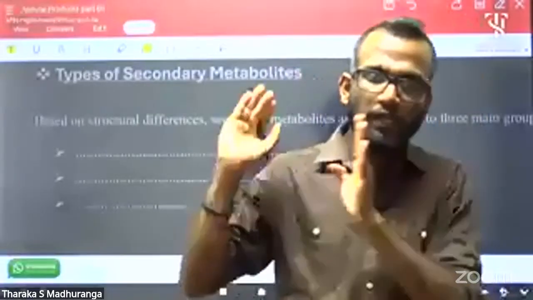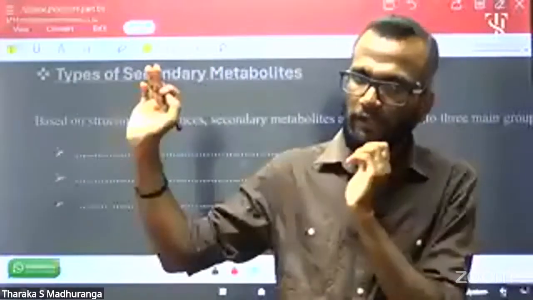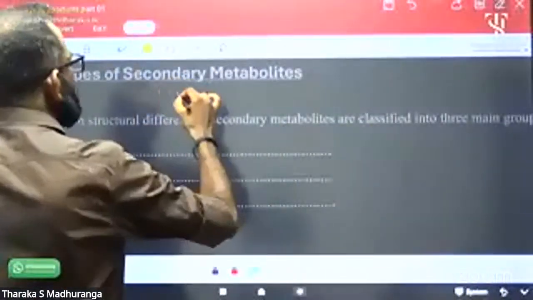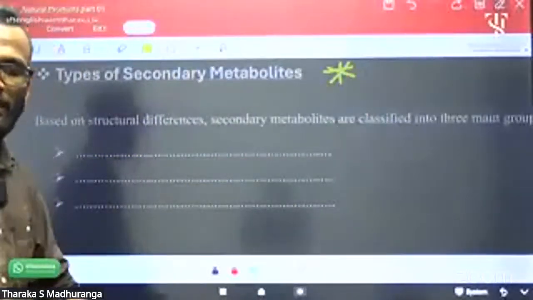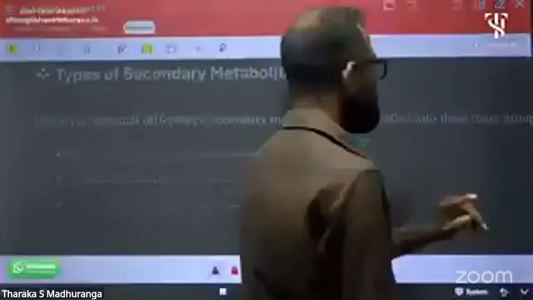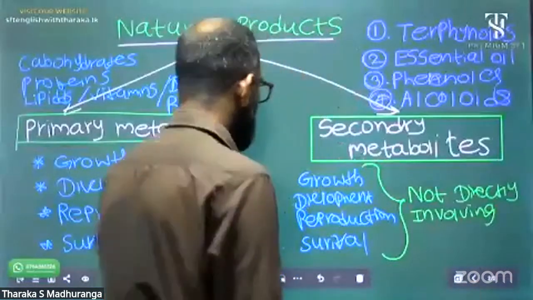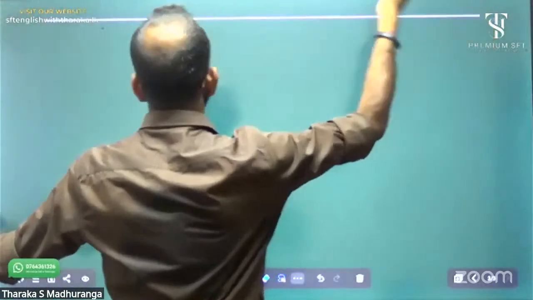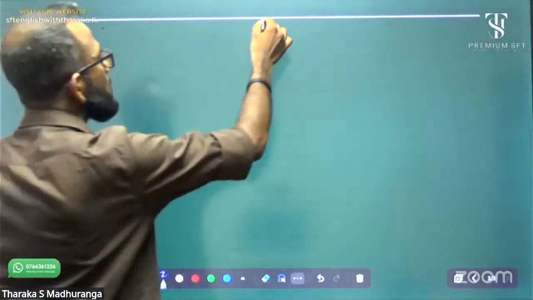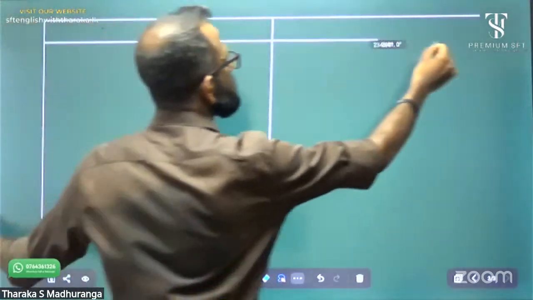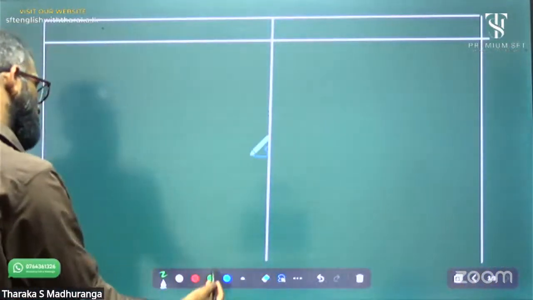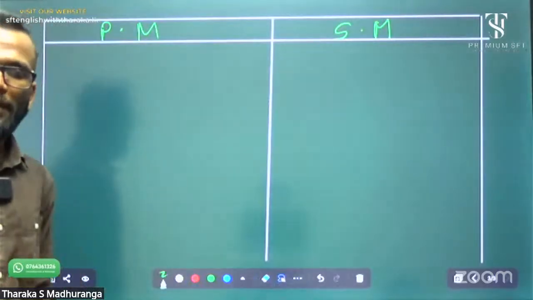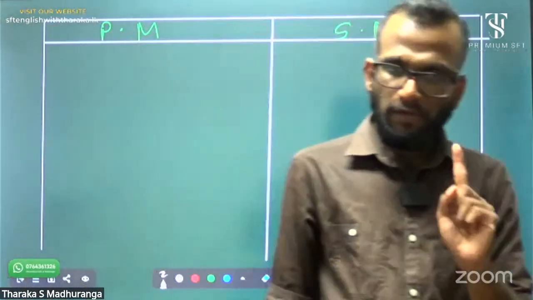Remember, in this lesson we are only discussing secondary metabolites, not primary metabolites. Primary metabolites we already discussed in the biomolecule lesson. Let's start secondary metabolites. Before that, let's discuss the differences between primary and secondary. This is exam relevant. You can draw this type of table: primary metabolites, secondary metabolites.